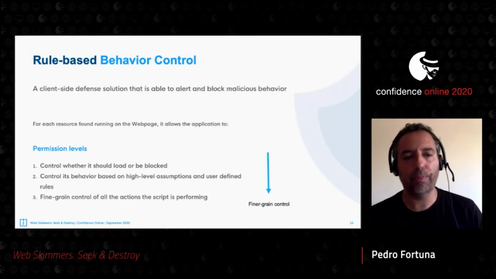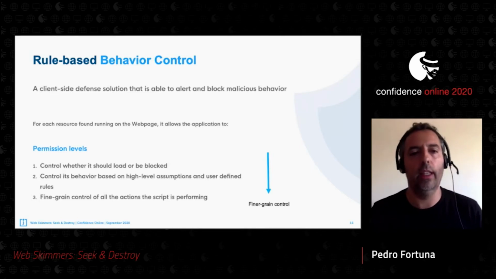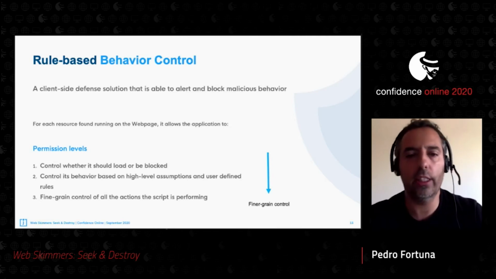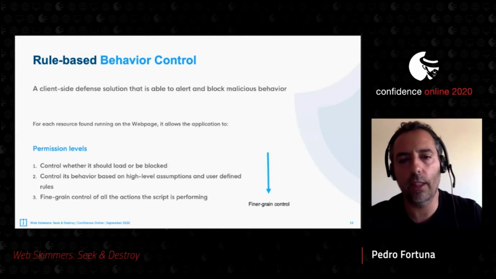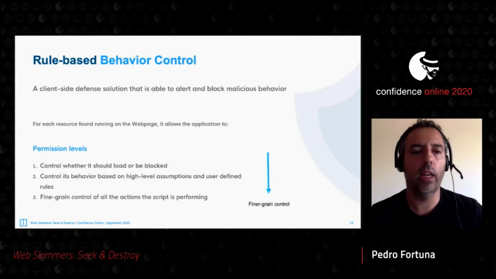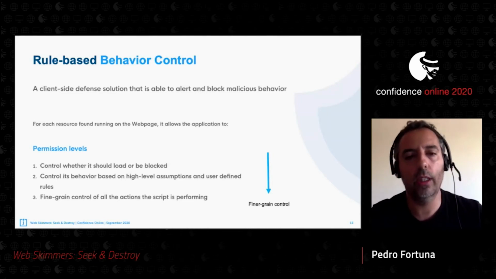If you allow it to load, you can then control high-level behavior assumptions about what it should be doing, and you can block it if it goes outside your expectations. Things like: should this file be touching any cookies? You can set those expectations, and the solution will be able to fence the scripts and even block them from accessing cookies. And then at the third permission level, you can go as deep as you want in specifying the behavior that you want to allow or to block.